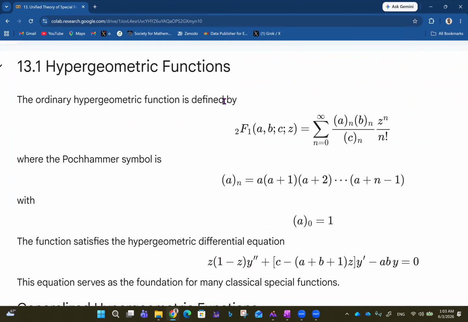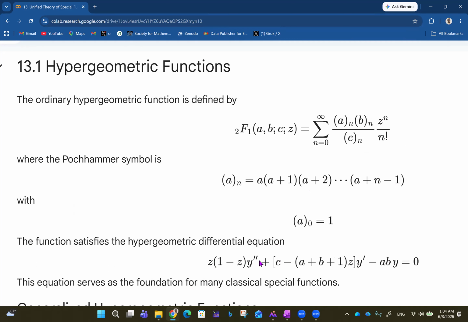So the ordinary hypergeometric function is defined by 2F1 of a, b; c; z. Now z is the variable. In the other video we used x, so whichever one you use, just be sure which one you're focusing on. That is equal to the summation from n equals 0 to infinity of (a)_n (b)_n over (c)_n, z raised to the power n over n factorial. If it was x, we'd have had x raised to the power n. Where the Pochhammer symbol (a)_n is equal to a times (a plus 1) times (a plus 2), all the way to (a plus n minus 1), with (a)_0 equals 1.